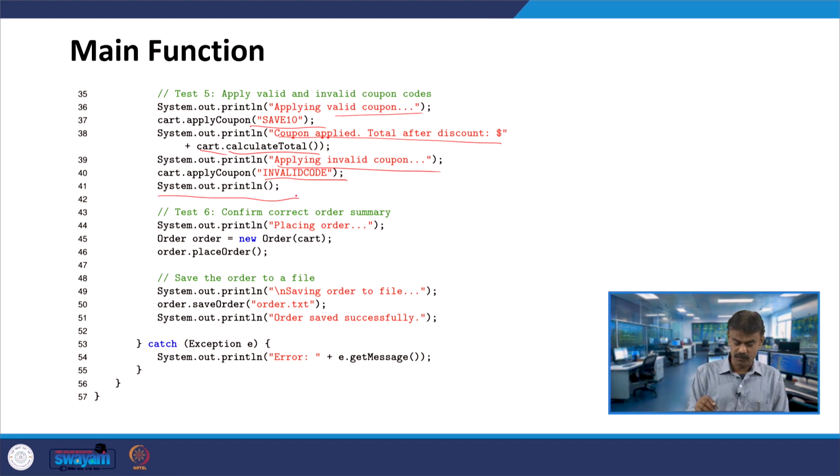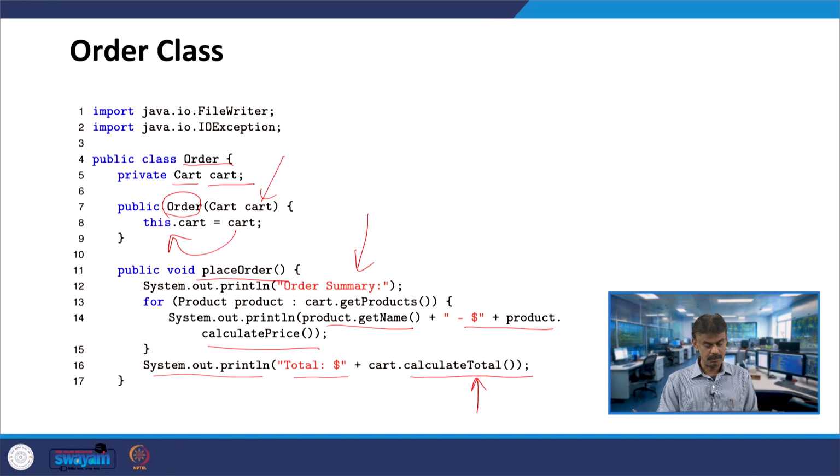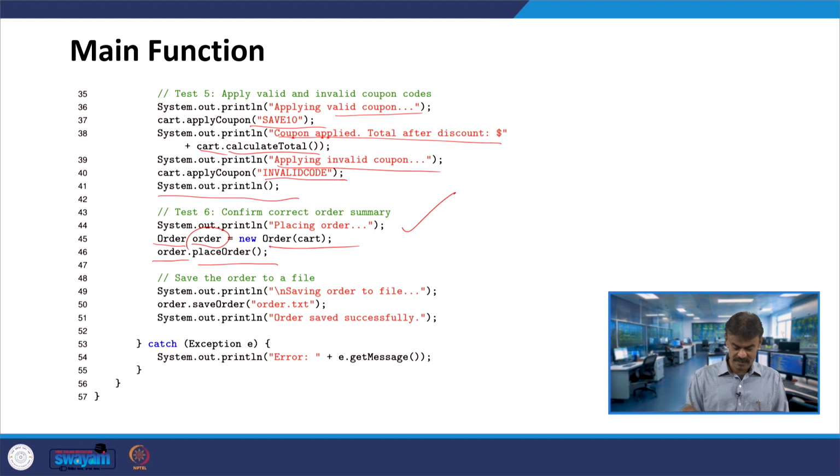And test 6 confirms the correct order summary, printing this. You have an object order under class Order, and on the right-hand side a constructor, passing cart. Order is invoking placeOrder, saveOrder. This method will be called, and then you are saving the file.